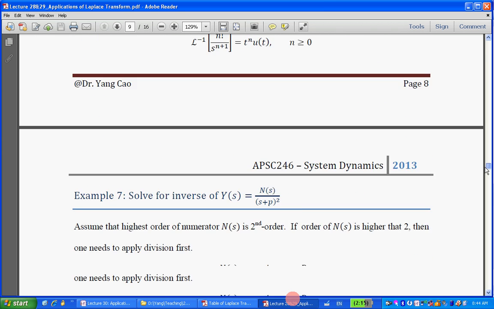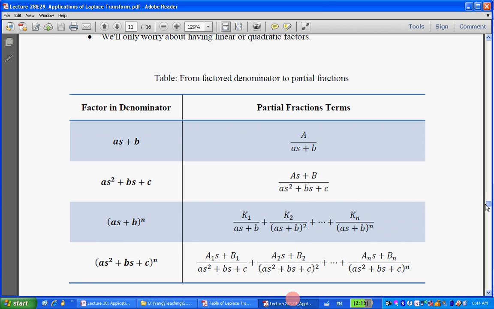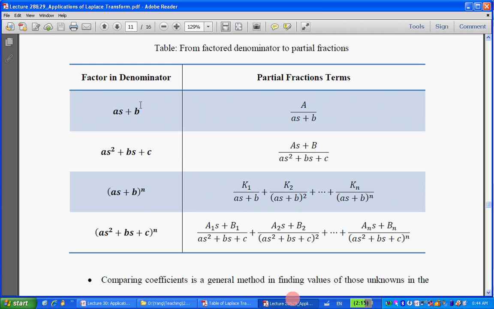Page 11, right here. So when you have a factor such like that, your partial fraction format will look like this. When the denominator contains a factor like this, make sure that for this particular one, this is actually the solution of this. When you set it to 0, the solution of that is complex conjugate roots. Then you separate it into this kind of format, right?